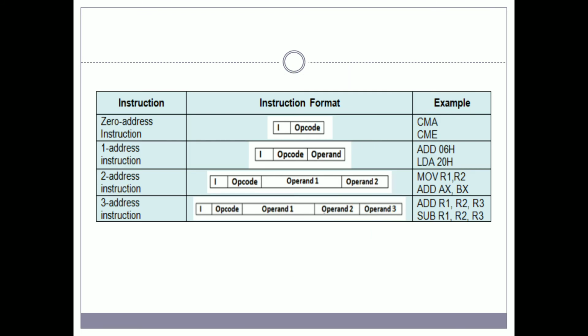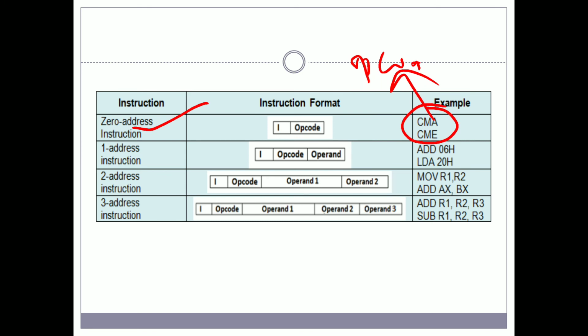Various examples are given here. Zero address instruction. In a zero address instruction, the second part of the instruction is not given. CMA, this one is the first part of the instruction, that is opcode.